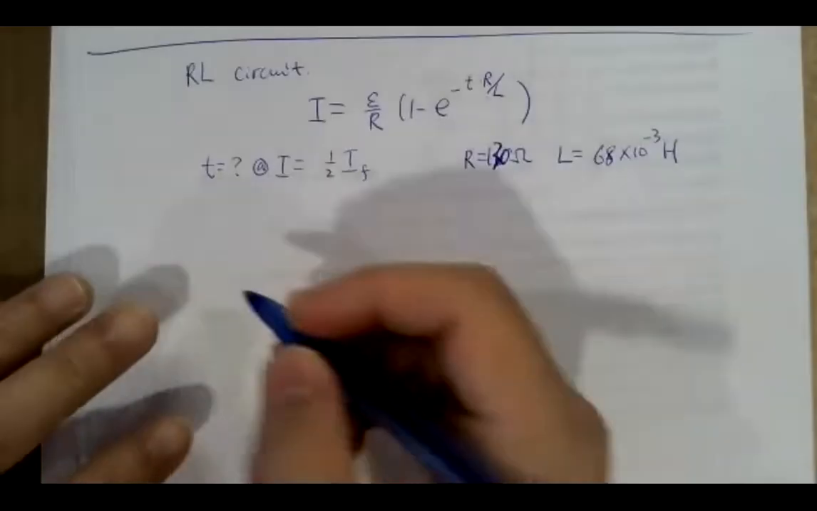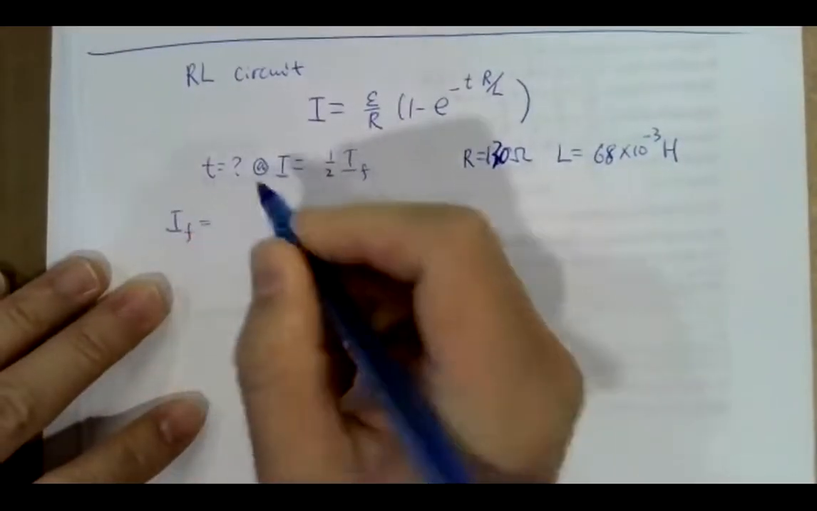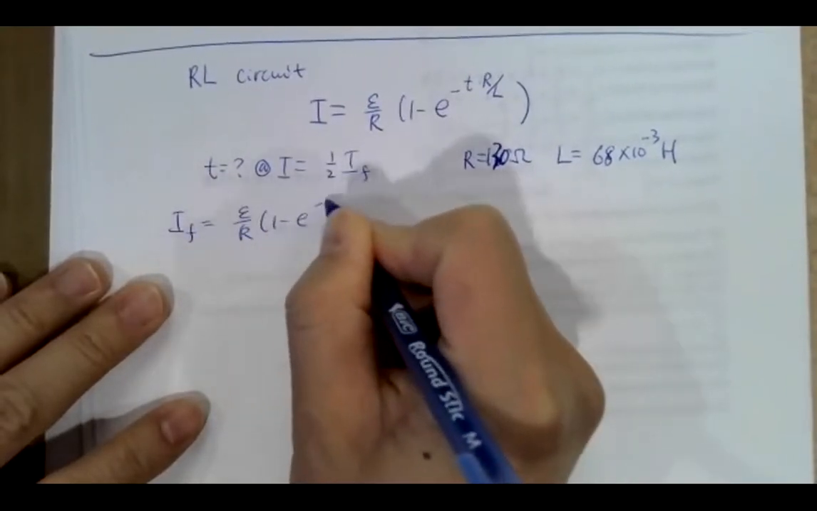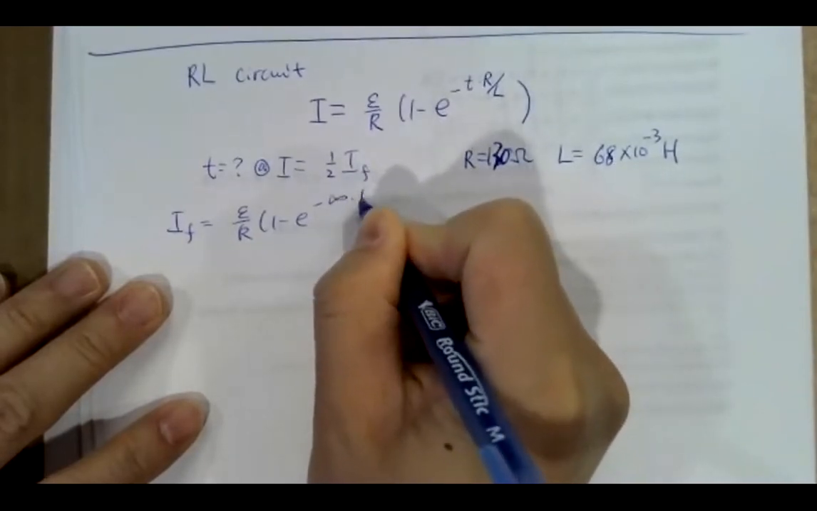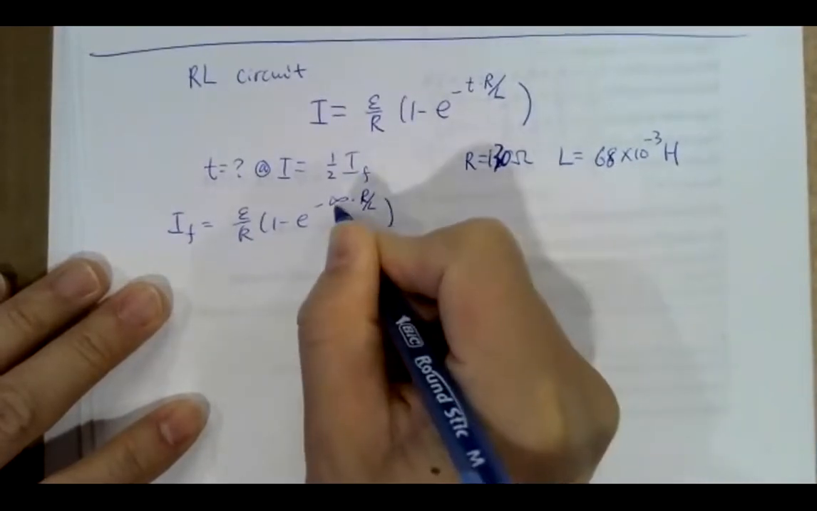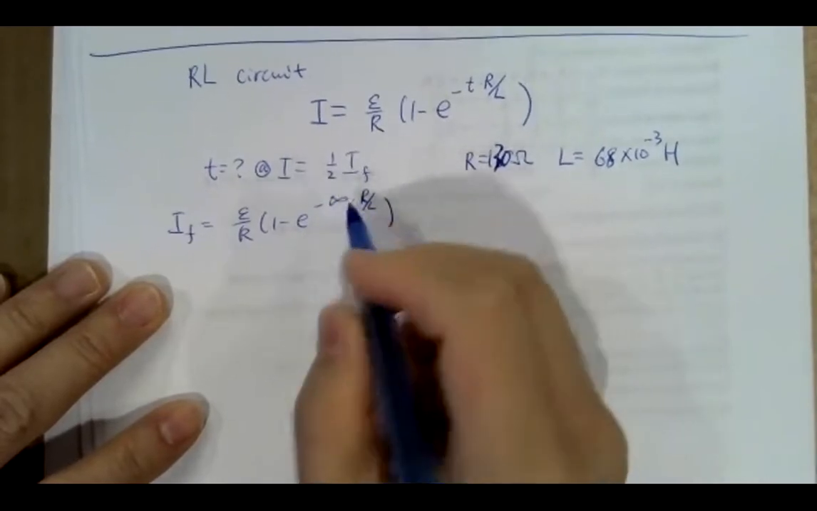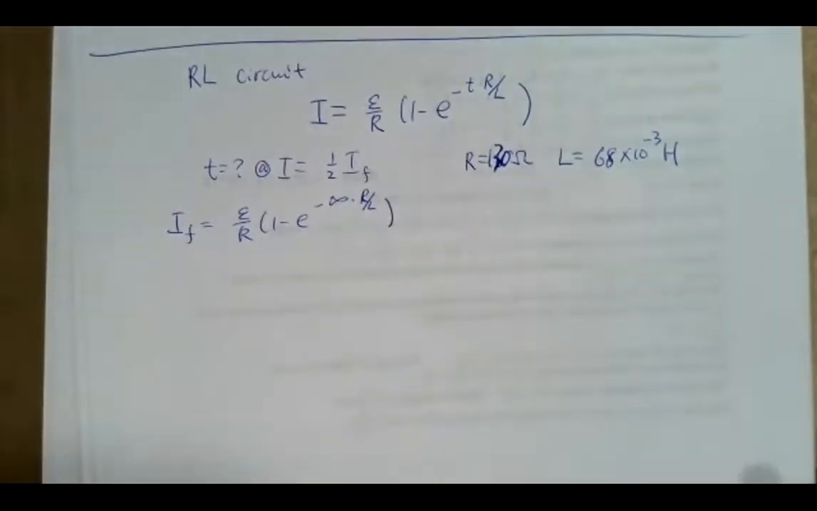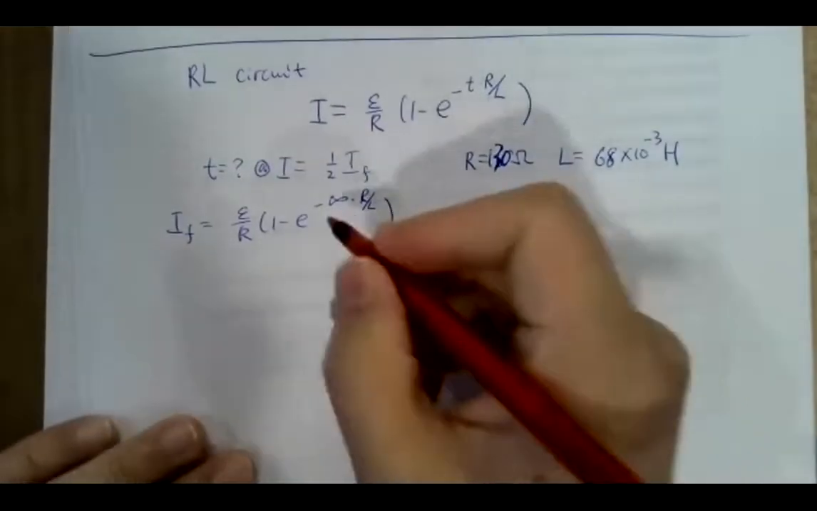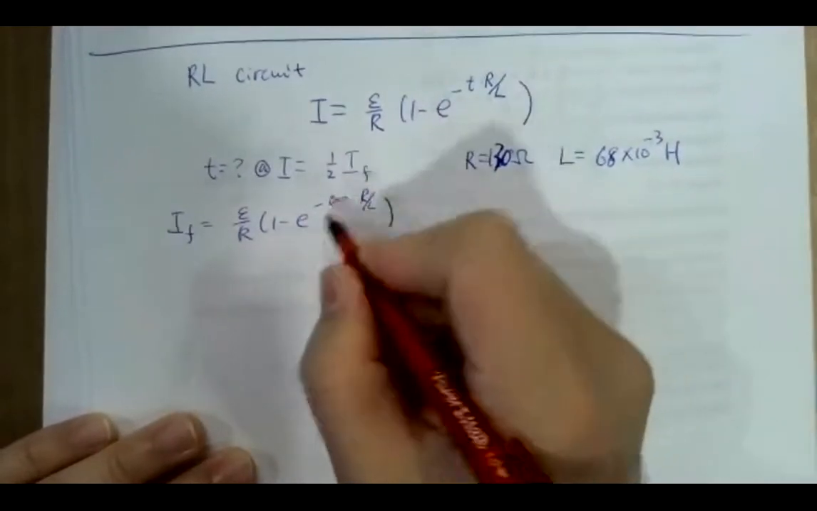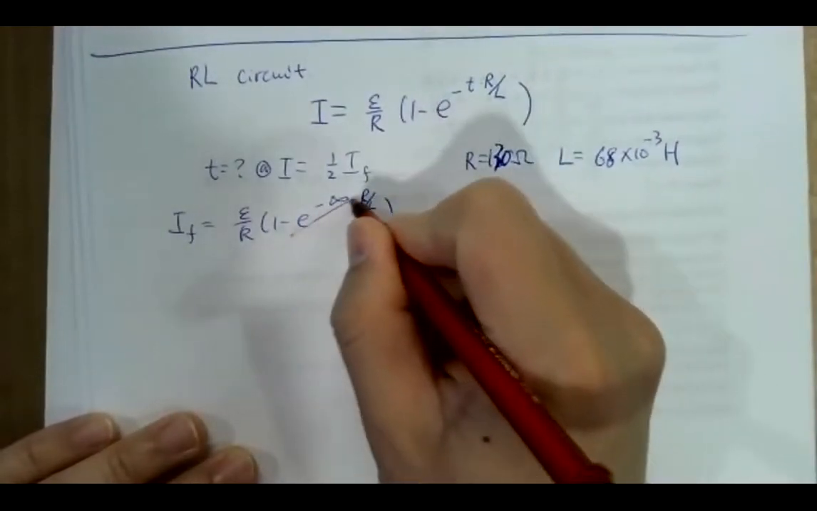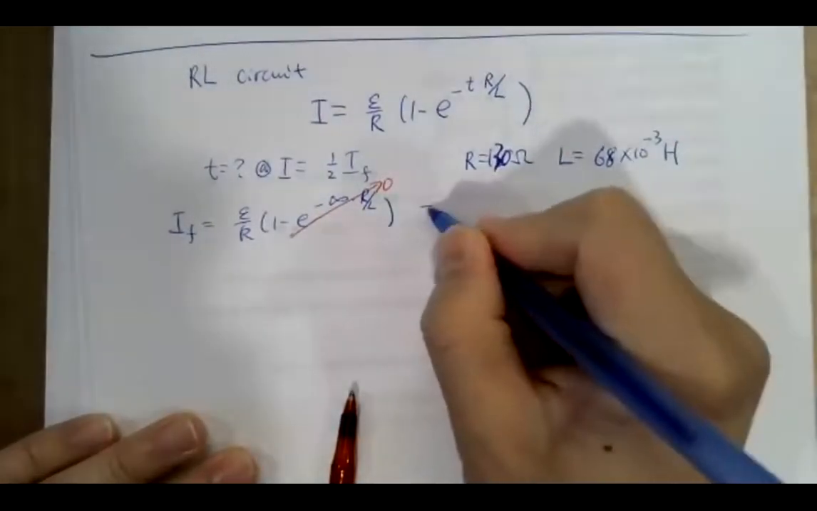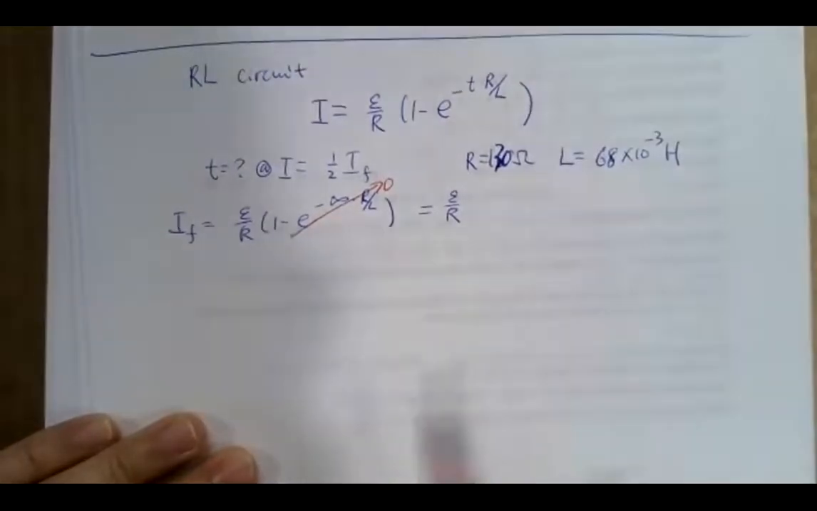Right, so you can see your I final will be equal to epsilon over R times 1 minus e to the minus infinity times R over L. When t is very large, that means the final state. Okay, so that's something you might want to take note of. So t equal to infinity is your final. So then e to the minus infinity would be 0. Okay, so your final is actually epsilon over R.